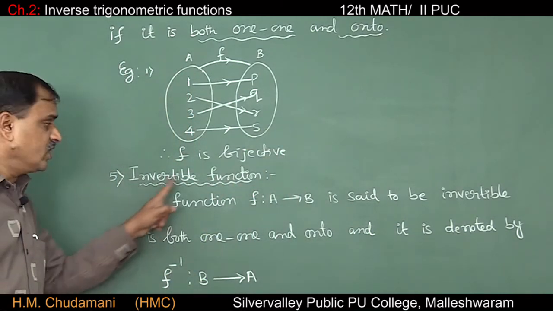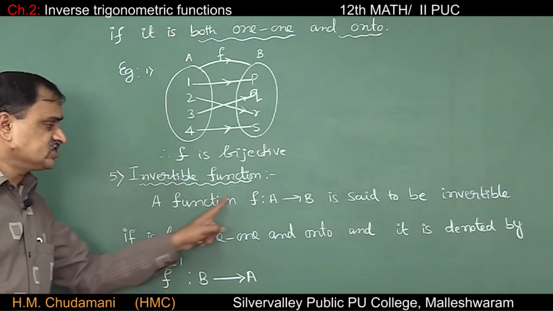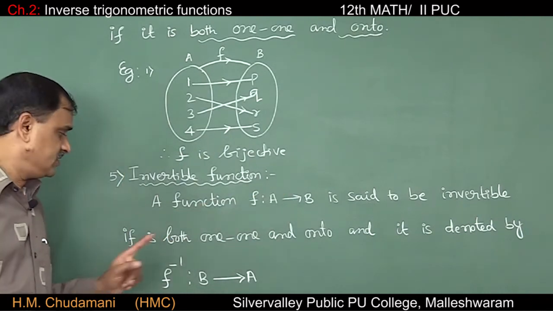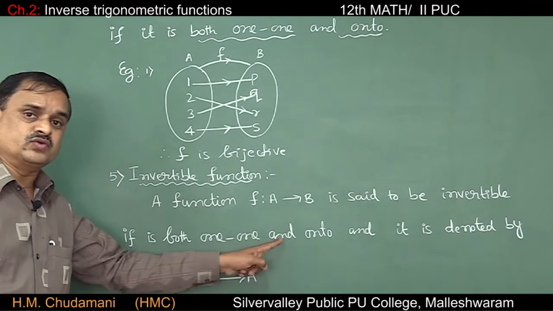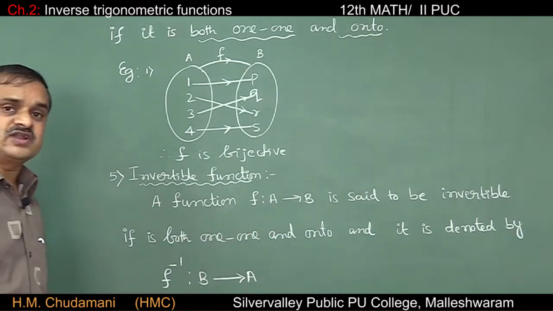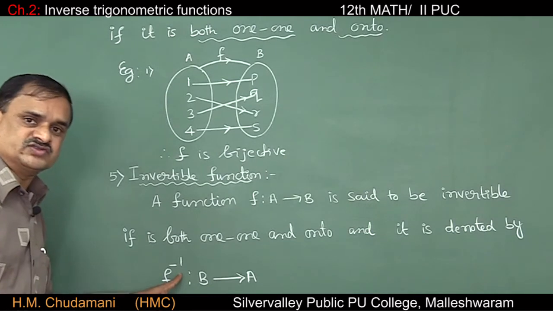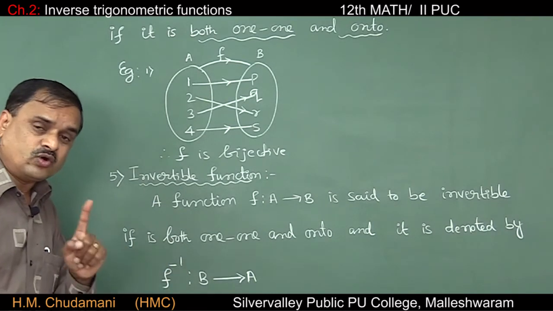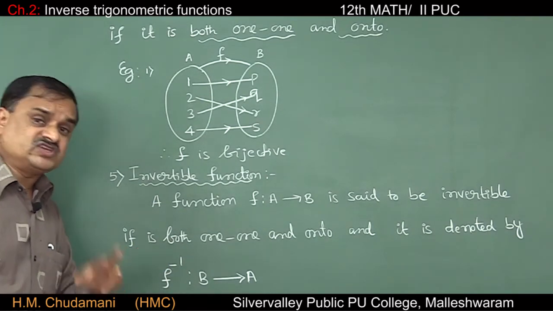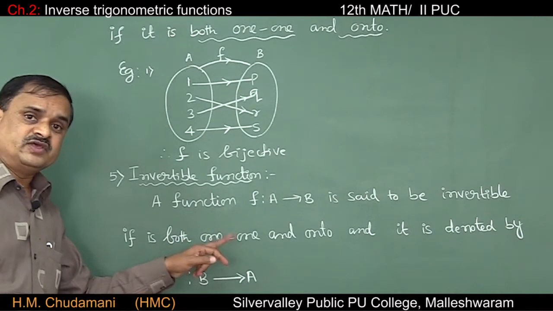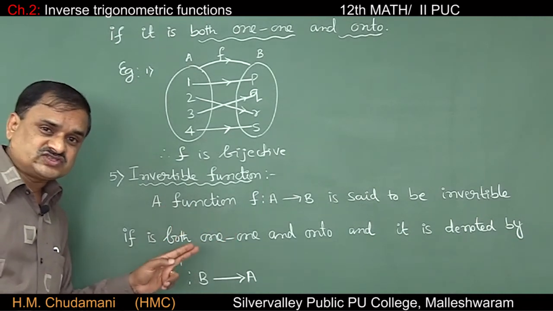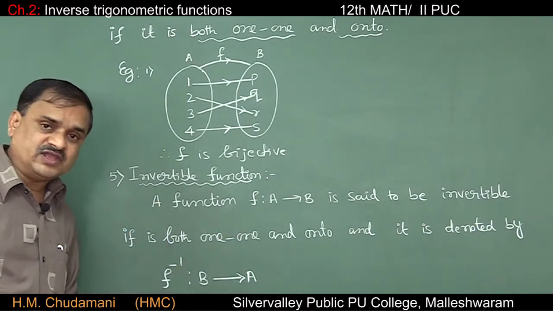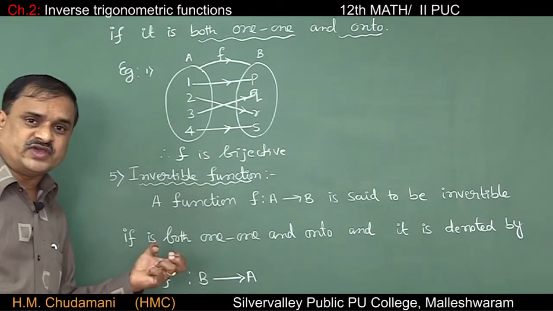Next, invertible function. A function f from A to B is said to be invertible if it is both one-one and onto, and it is denoted by f inverse from B to A. So the inverse of the function f exists only when it is bijective. Bijective means what? Both one-one and onto. So this is the condition. So for the inverse of a function to exist, it should be both one-one and onto, I mean a bijective function. Let us take a few examples.